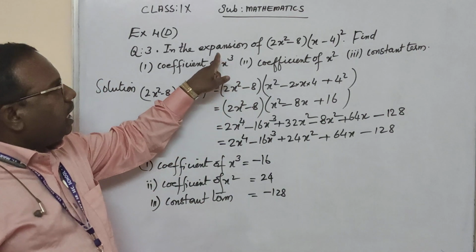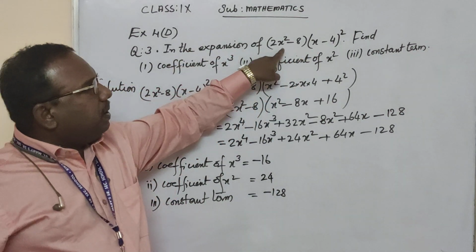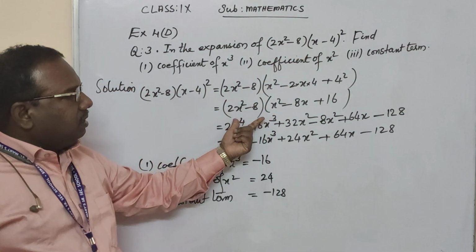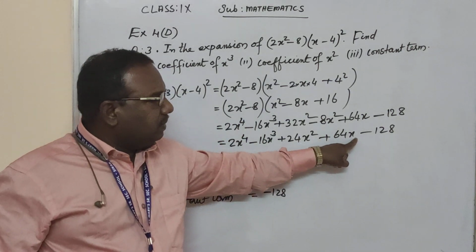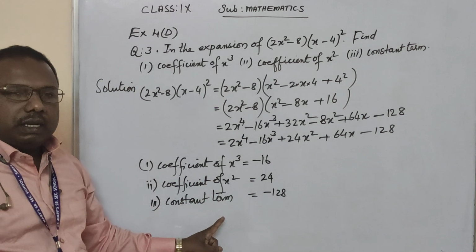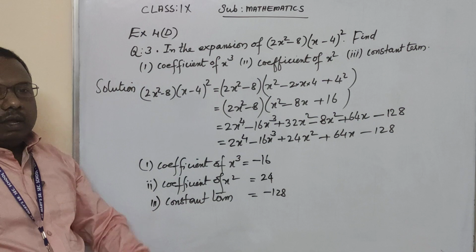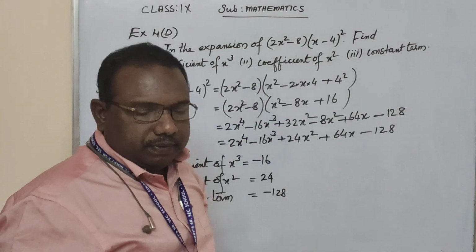First of all, we have to expand this. That's why it is given in the question in the expansion mode. First expand this. We have expanded here. After expanding and simplification, we can reach this step. Then we go to question number 1, then question number 2, then question number 3. This is the solution of question number 3. Now let's begin. Let's solve question number 5.